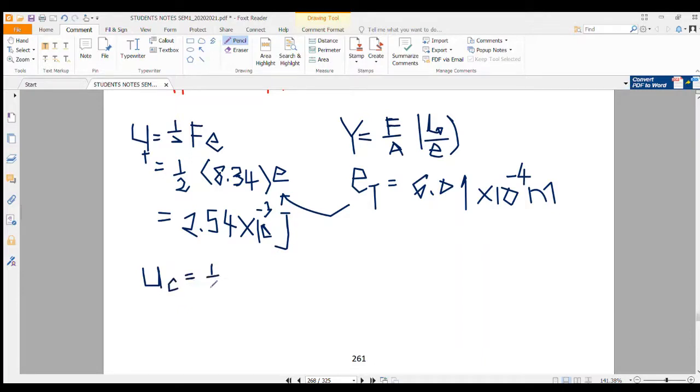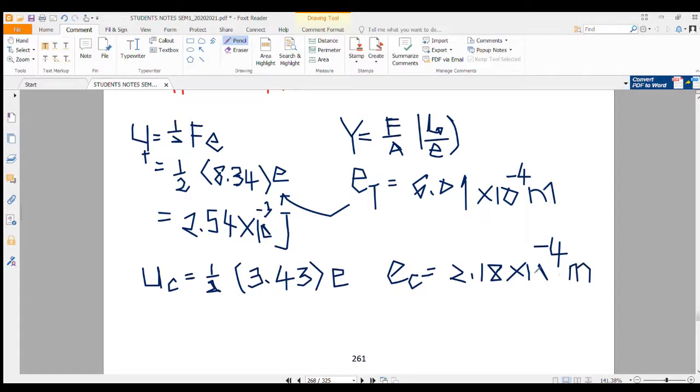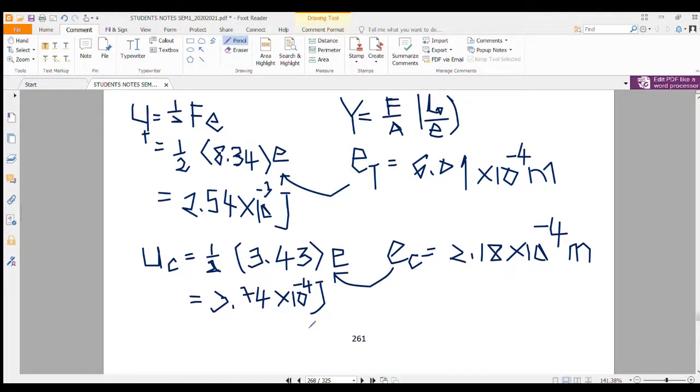Okay, and you use a similar method to find the energy for the copper wire. You substitute half F, the value just now is 3.43. And for the elongation, similarly, we must use the equation just now, and the elongation for the copper is equal to 2.18 times 10 to the power of negative 4 meter. You substitute inside, and you will get 3.74 times 10 to the power of negative 4 joule. So these are the strength energy for both wires.